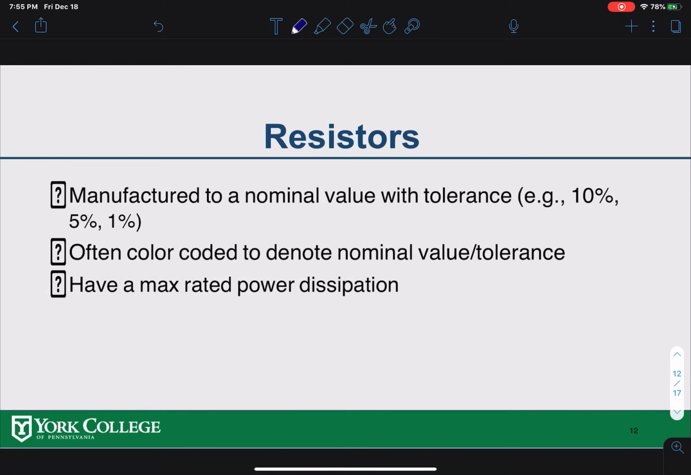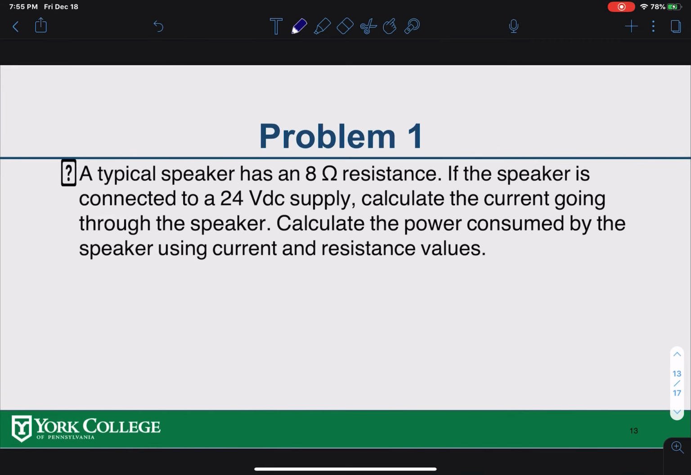All resistors also come with power ratings. A 100 ohm resistor, for example, might say half watt. That means you cannot dissipate more than half watt through the resistor. If you do, it's going to destroy it, you're going to burn it. So the power rating of the resistor is half watt, so your power dissipation through the resistor should be less than half watt.